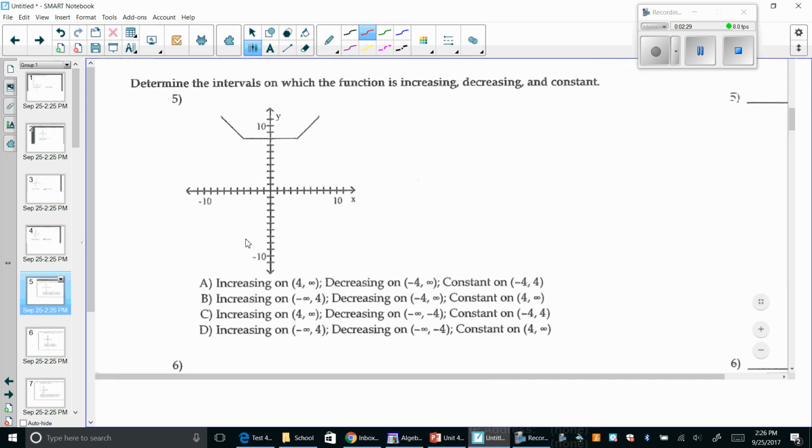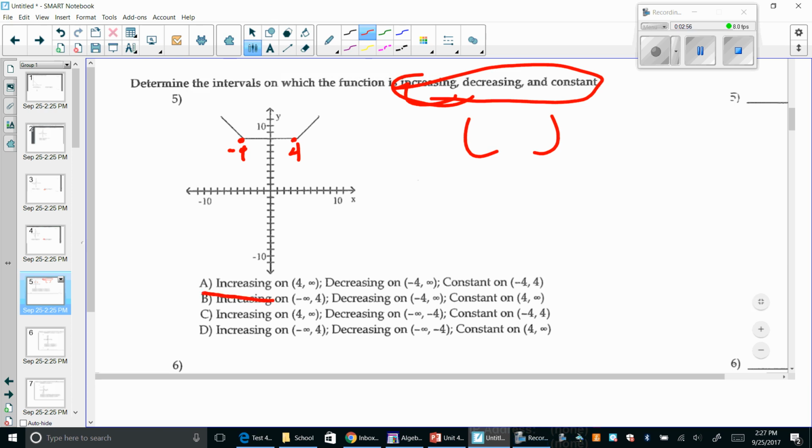Number 5, determine where this is increasing, decreasing, and constant. 1, 2, 3, 4. Is that negative 4? Negative 4 here, positive 4 here. It is constant from negative 4 to positive 4. Remember that increasing, decreasing, and constant only have parentheses, no brackets in any of this. If you look down here, all your choices are parentheses. So it's constant from negative 4 to 4, so it's either going to be A or C.